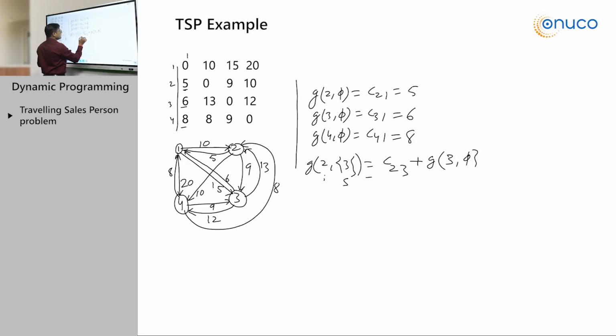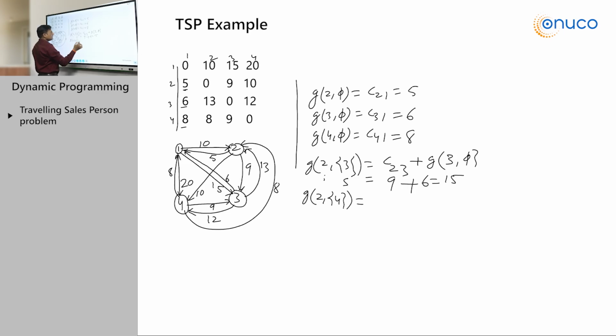Okay. Now we are going to find the values. C of 2, 3 from the graph is 9, plus G of 3, empty set, which we already computed as 6. 9 plus 6 is 15. Alright. Similarly, we are going to find out G of 2, {4}.